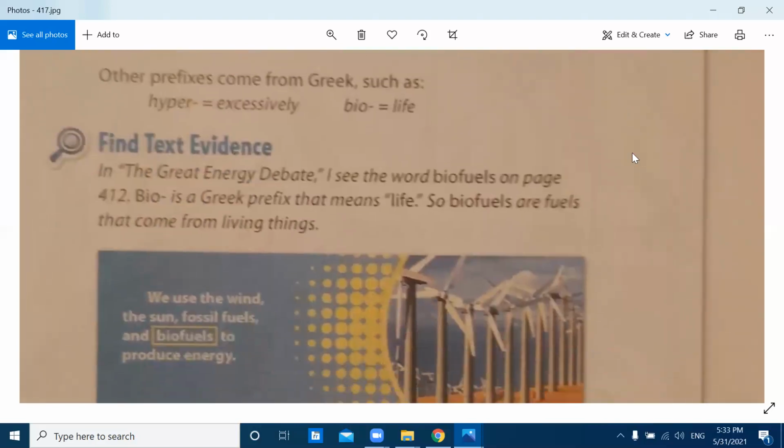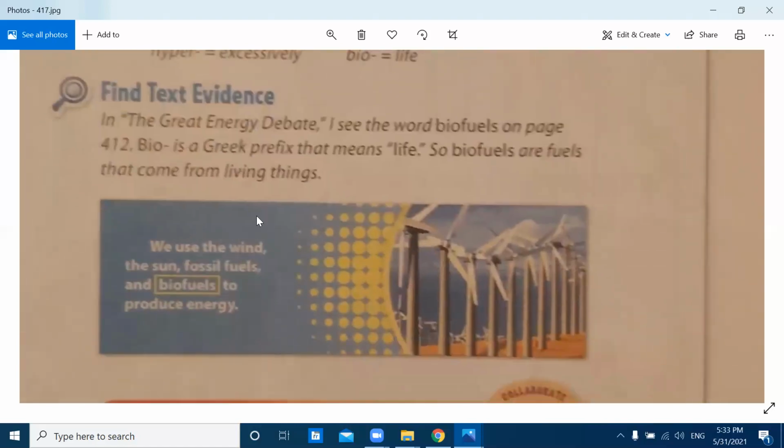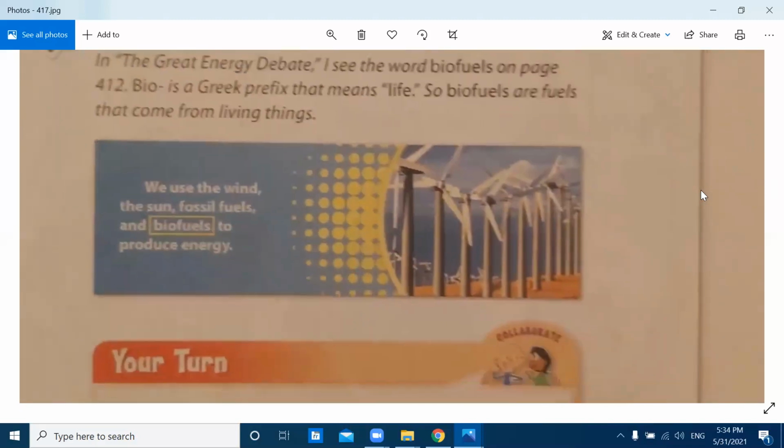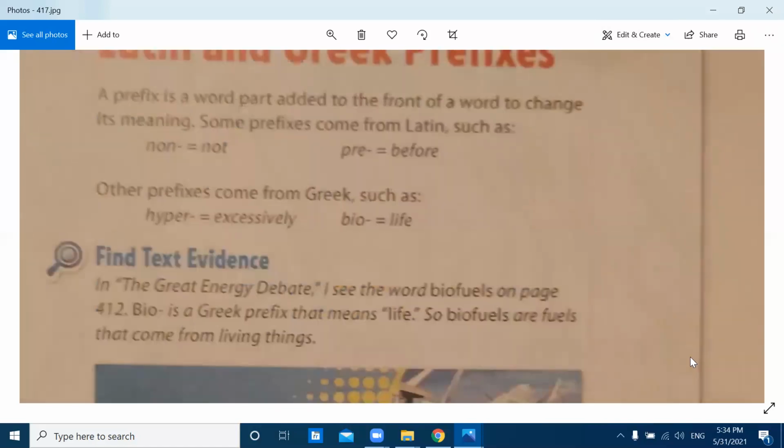I will show you one more example here. So here we said bio is a prefix that means life. So biofuels, fuels that come from life, from living things, okay? It helps you to understand the meaning of words you don't know. All right, that's it for our reading today.